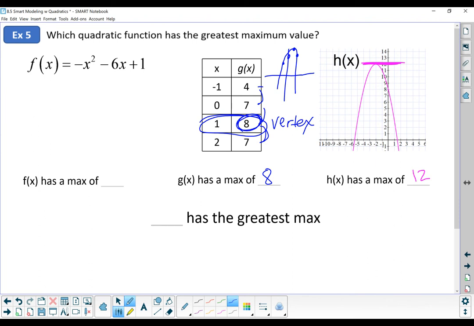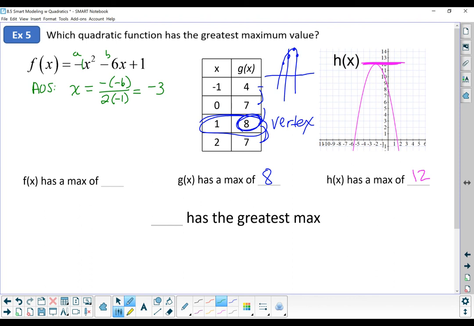Okay, our last function is in the form of an equation, and that is definitely the one that is going to be the most work. We're looking for the y value of the vertex. So we're going to use the axis of symmetry to get the x value. It's negative b over 2a. Our b value is negative 6 and our a value is negative 1. That gives us negative 3 as our axis of symmetry.